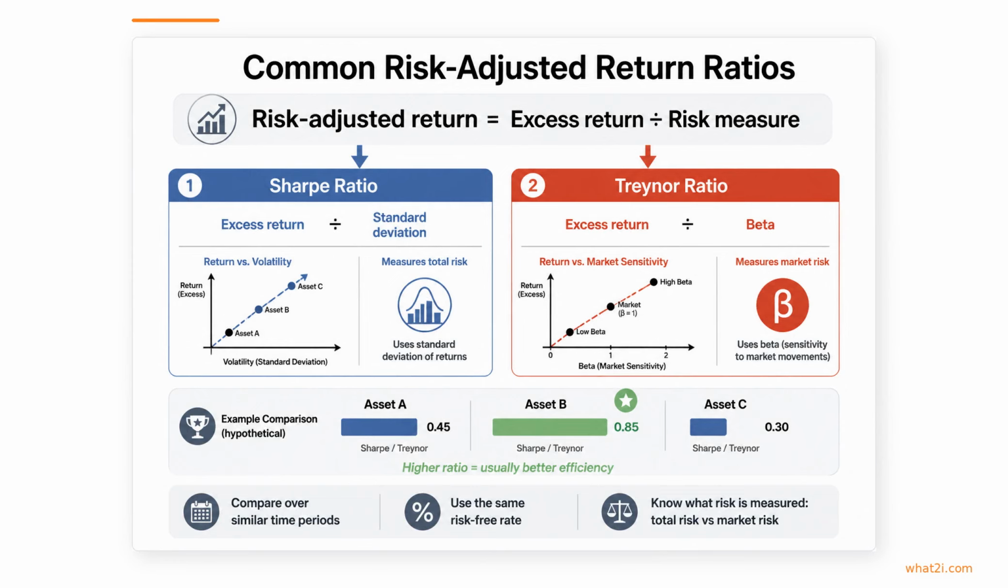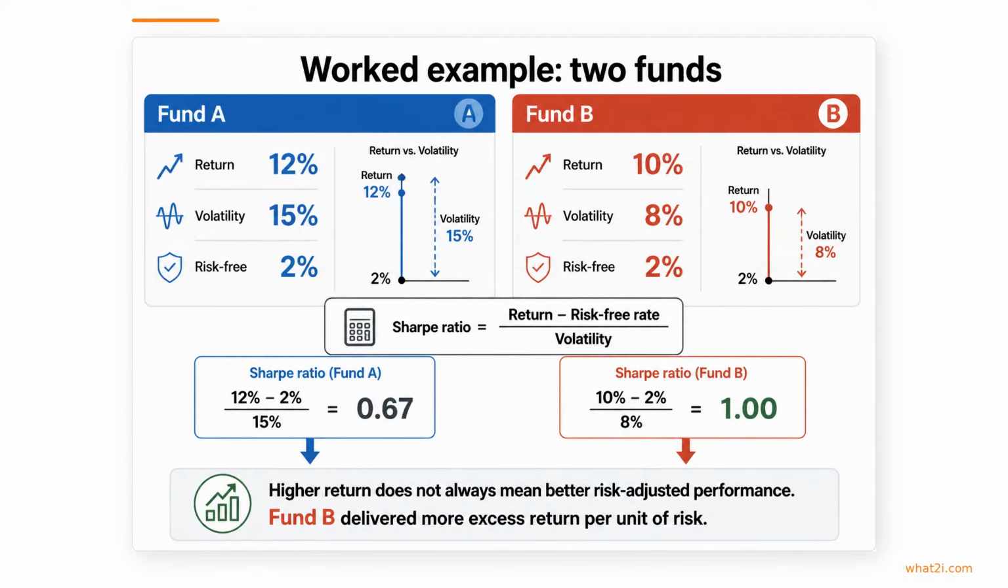The Sharpe ratio uses standard deviation, while the Treynor ratio uses beta. In both cases, a higher ratio usually points to better efficiency, but only when you're comparing results in the right context. Let's make it concrete with two funds.